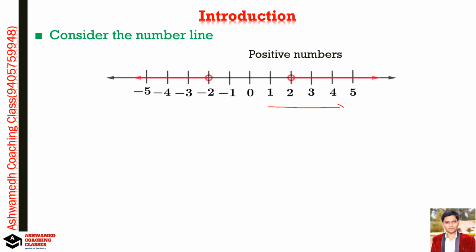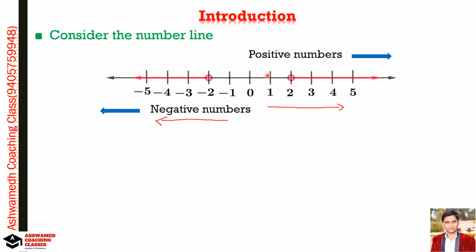As we go along this side, we get the positive numbers, and if you go to the left hand side, we get negative numbers. There are infinitely many positive numbers on the right hand side, and infinitely many negative numbers on the left hand side. We have also seen this in the previous standard. Actually, we are recalling all those things. Now there are infinitely many numbers in between these two.